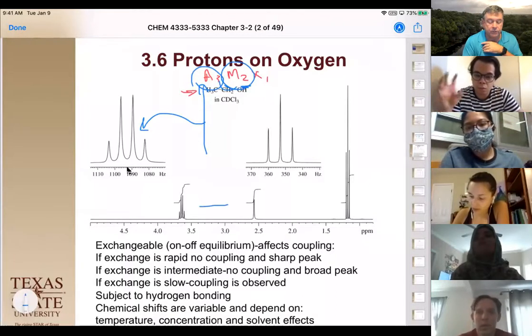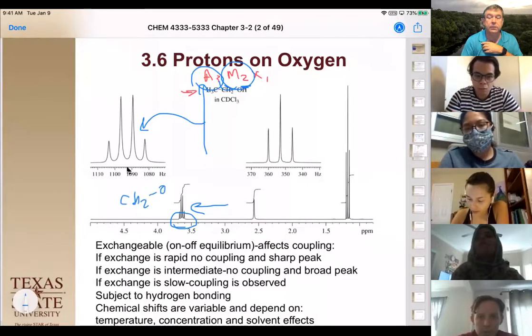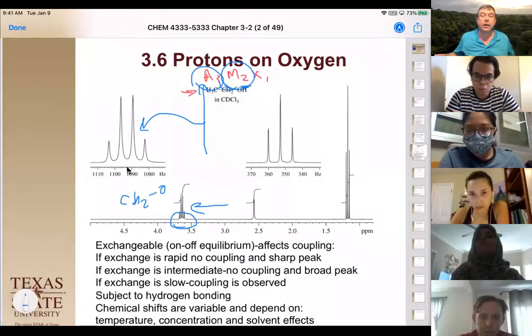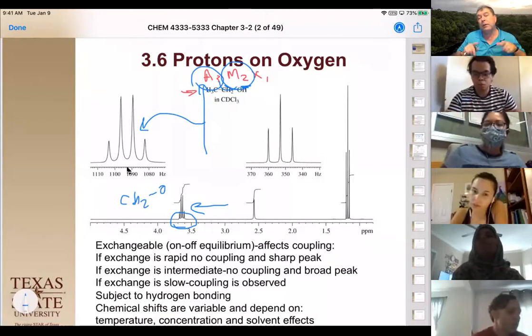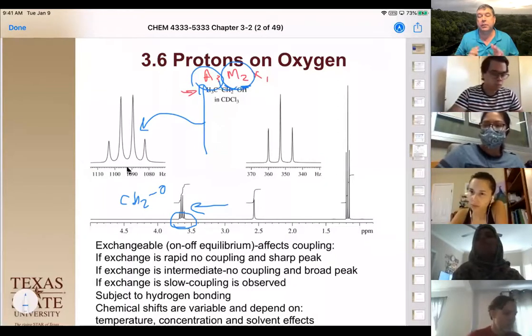And notice it's shifted downfield. So between 3 and 4 is a very common place for a CH2 bonded to an oxygen to be. We can see that on our table. We can also calculate that using one of the appendices that we have. And that's one thing we're going to do in our homework: we're actually going to predict where these shifts are.